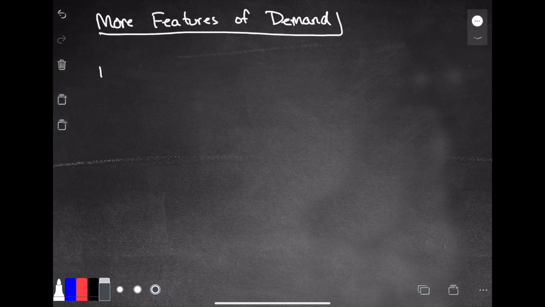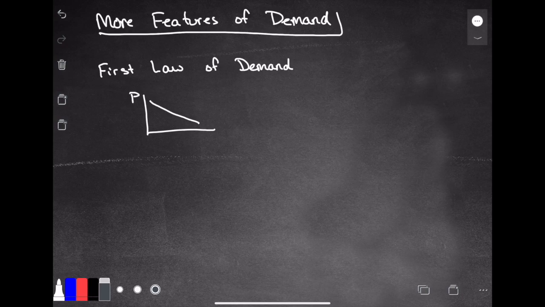Okay, so the first law of demand, right, basically says that demand curves slope down. It's been expressed in a number of ways in this class, so I'm going to give you a couple. One is to say that demand curves slope down. Another is to say that there exists an inverse relationship between price and the quantity demanded. That's the same thing as a downward sloping demand curve.